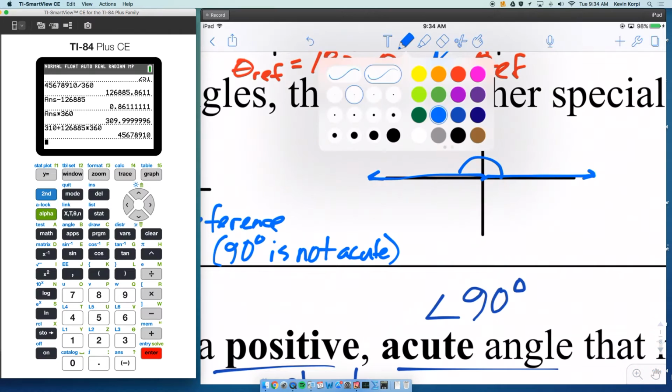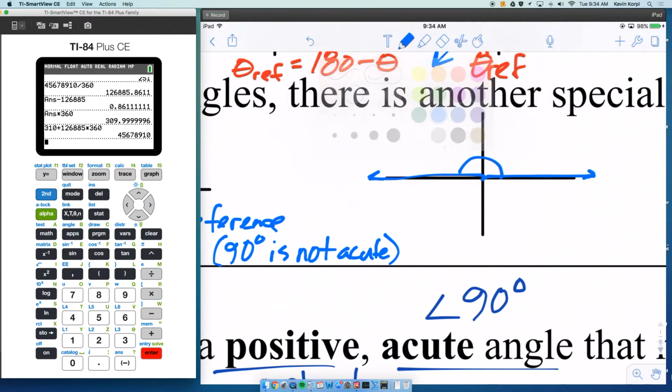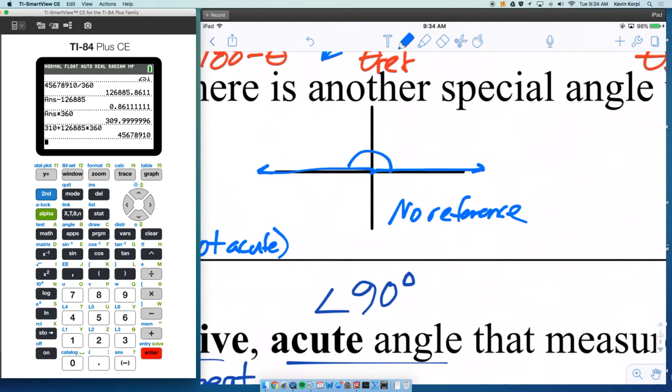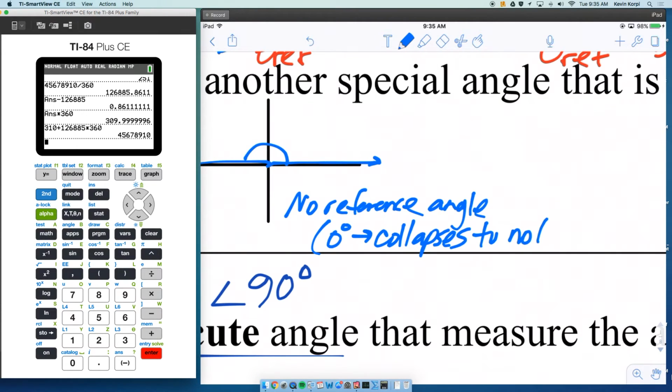Well, what is the positive acute angle between the terminal ray and the x-axis? 0. Is 0 acute? It's less than 90, but it's not. It has to be strictly between 0 and 90. Yeah, you've collapsed it down to nothing. So we would say, again, there's no reference angle. There's no reference angle because it would be 0 degrees, which basically collapses to nothing.